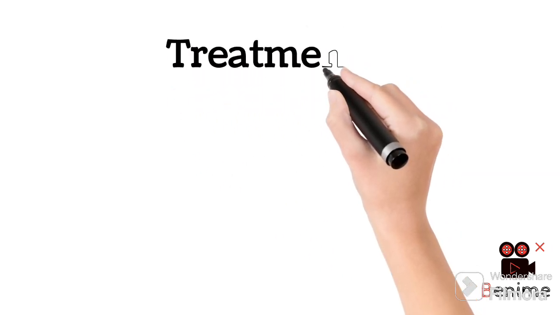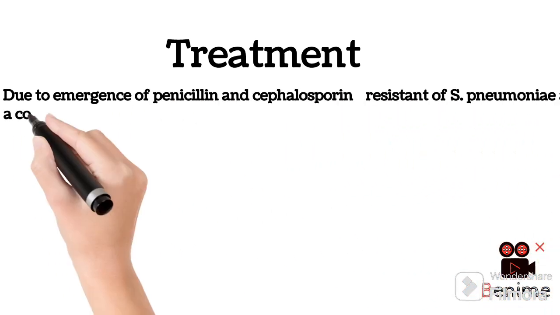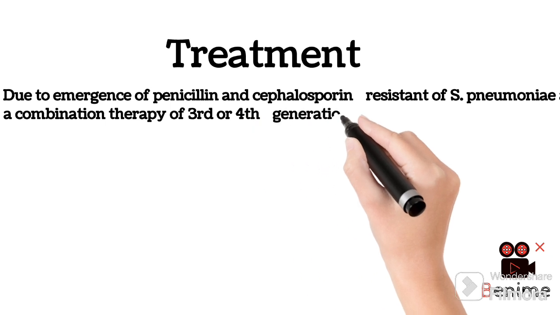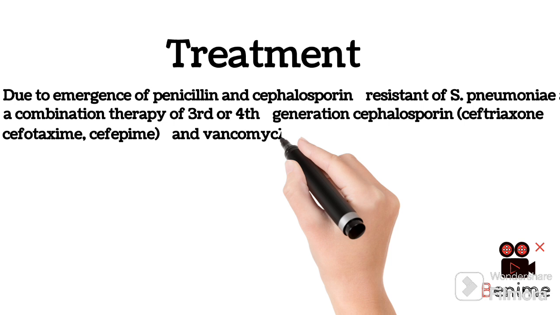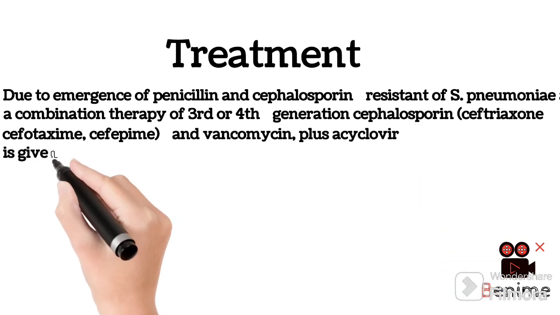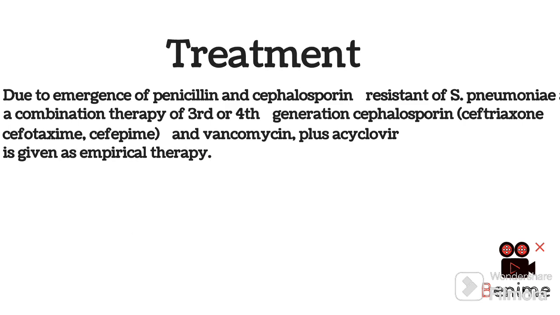Treatment: Due to emergence of penicillin and cephalosporin-resistant Streptococcus pneumoniae, a combination therapy of third or fourth generation cephalosporin, ceftriaxone, cefotaxime, cefepime, and vancomycin plus acyclovir is given as empirical therapy.